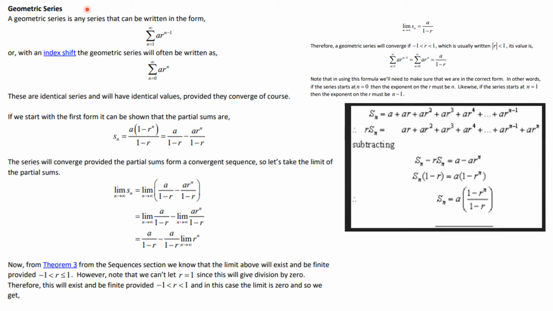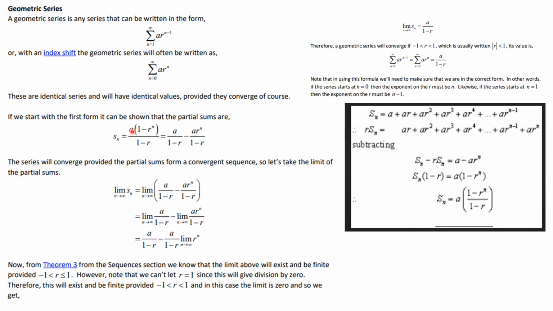Or if we do a shift of index, the geometric series could be written as summation from n equals 0 to infinity, or actually you could go from any lower level, of a times r to the n in this case. Now these 2 things, as you know from our discussions of the shifts, are identical series and they have identical values provided they converge, of course. Let's do some analysis and derive a formula.